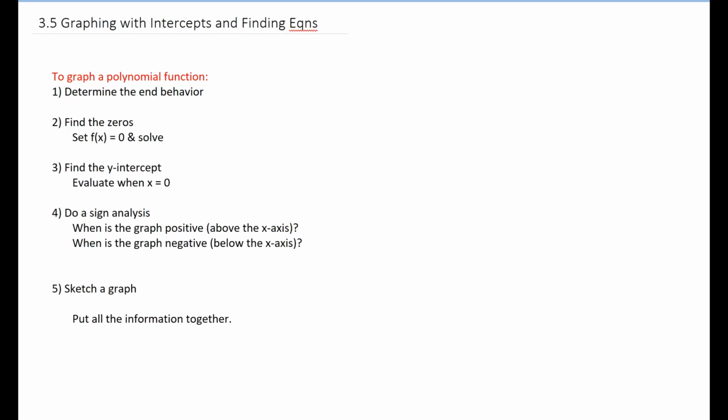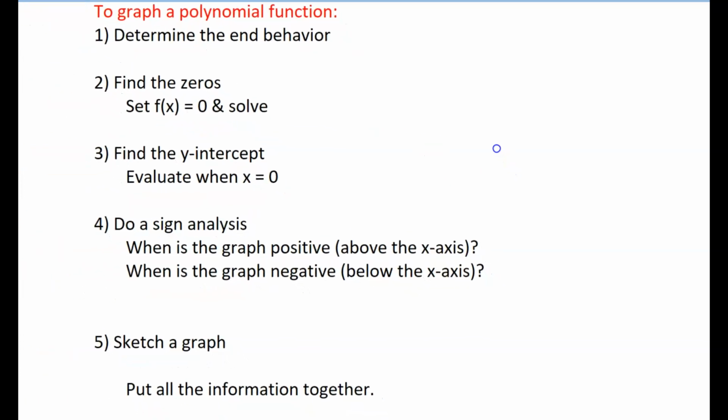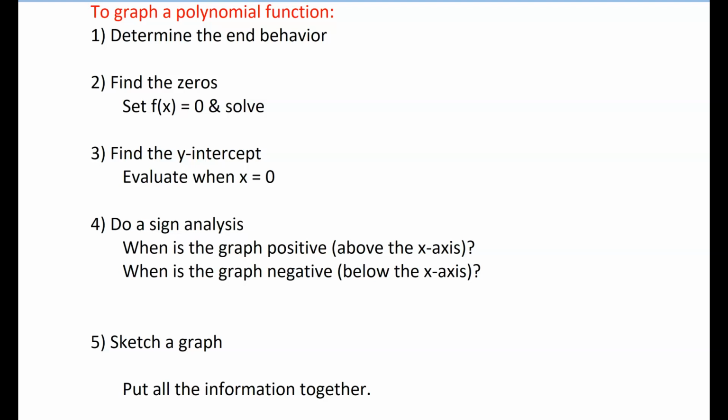Okay, so today we are going to be graphing using intercepts. The nice thing is all that stuff that we've been doing plays into this, so there's not a whole lot of new going on in this lesson. When we go to graph these, first find the end behavior, because once you find the end behavior, you already have an idea of what your function is going to look like. All right, so nothing new there.